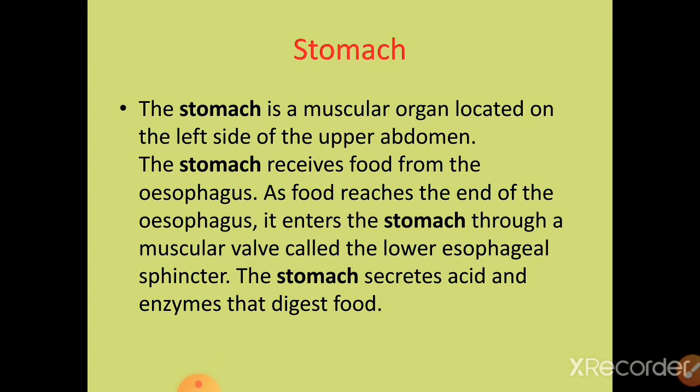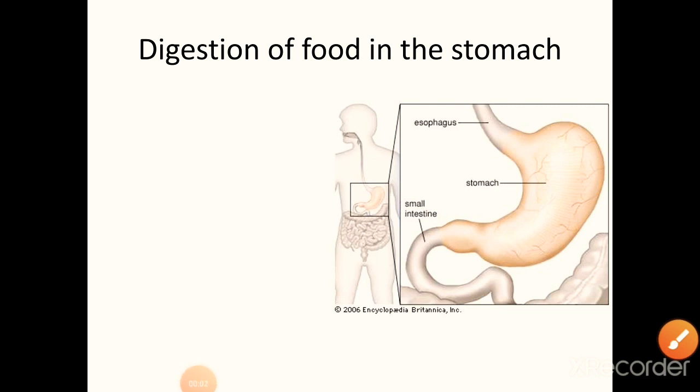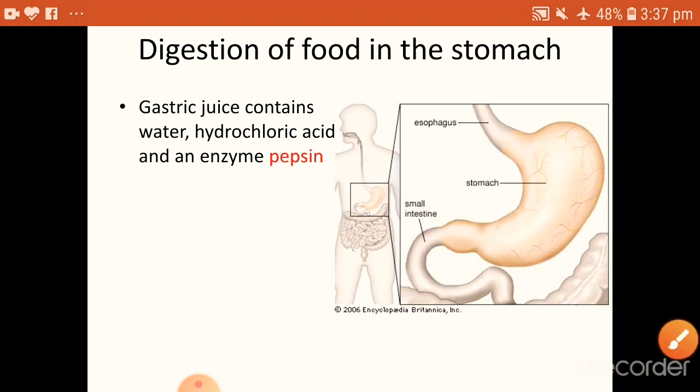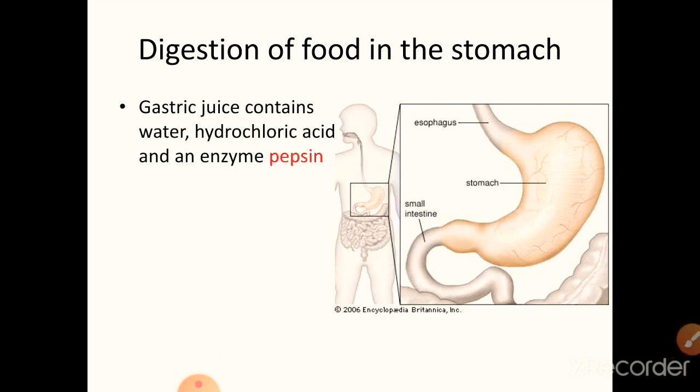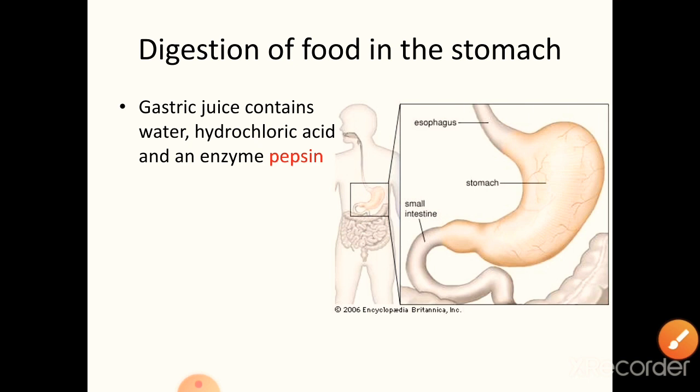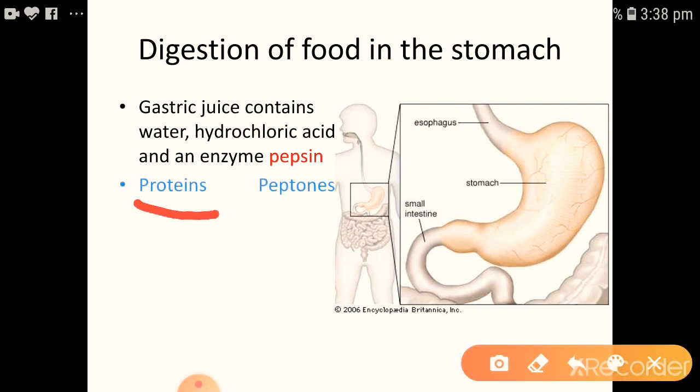Now we come to the next enzymes secreted in the stomach, which help in further digestion of the food. Let us now see what happens inside the stomach. The digestion of the food takes place inside the stomach. Your stomach is an elastic bag containing glands called gastric glands, which secrete gastric juice. This gastric juice contains water, hydrochloric acid and an enzyme known as pepsin. This enzyme is again responsible for converting food into simpler substances. What does it convert? It converts protein into peptones.